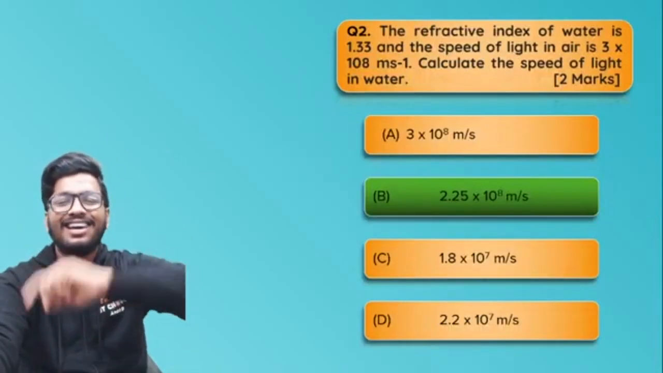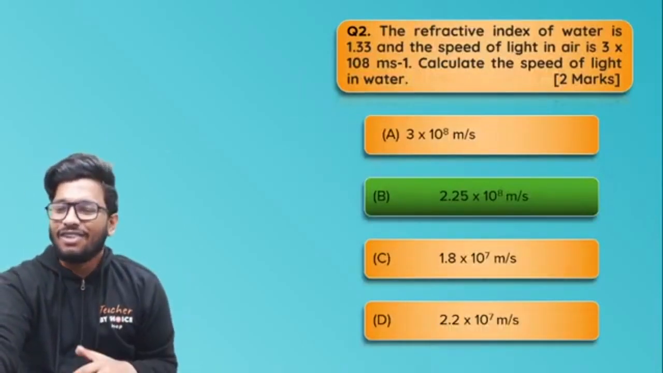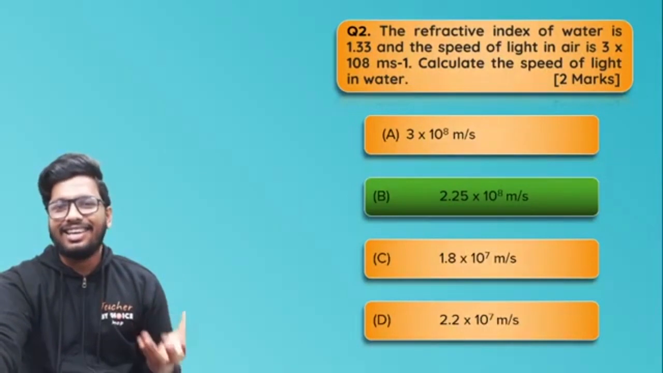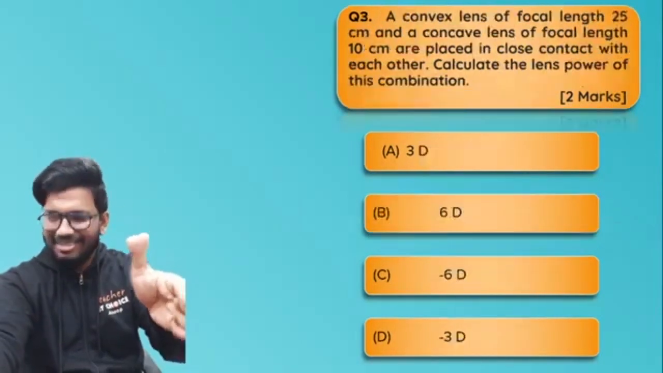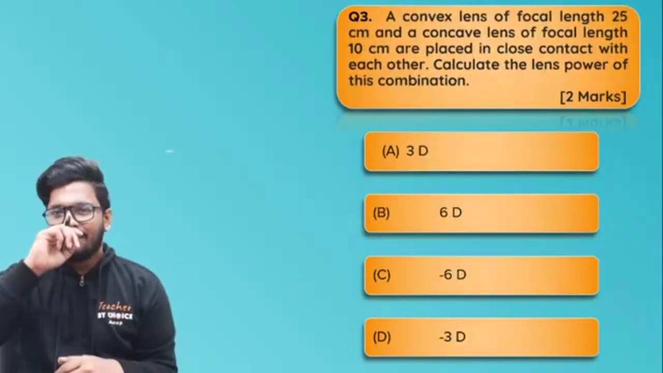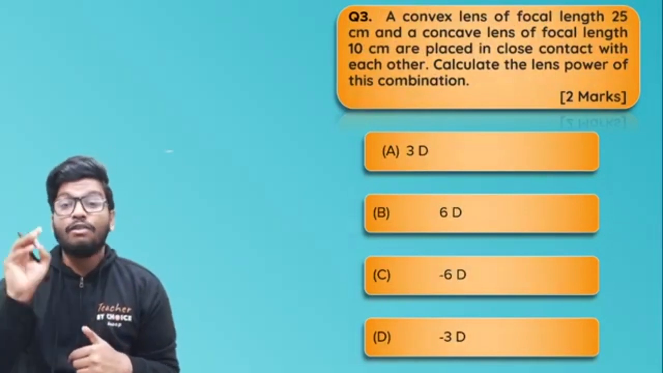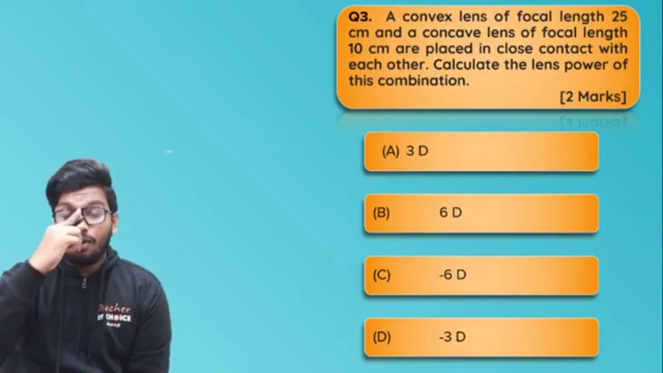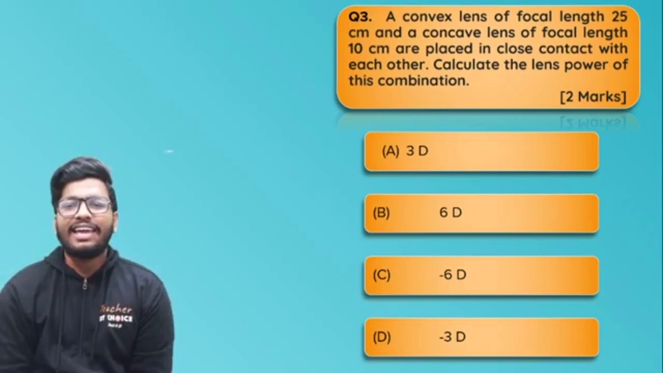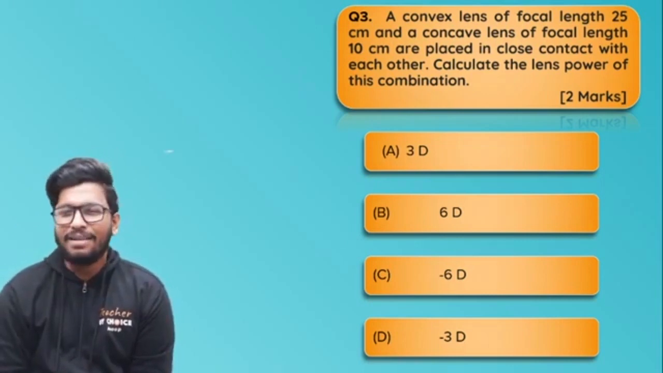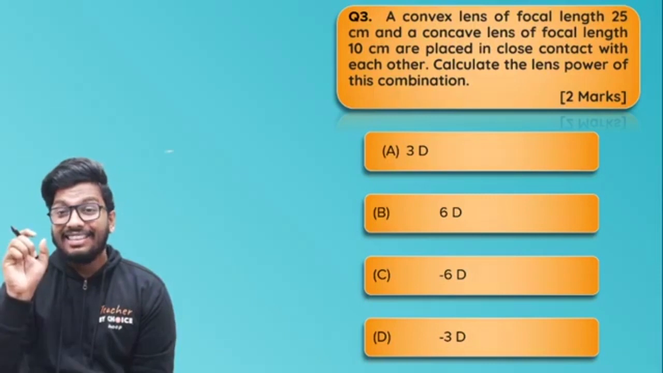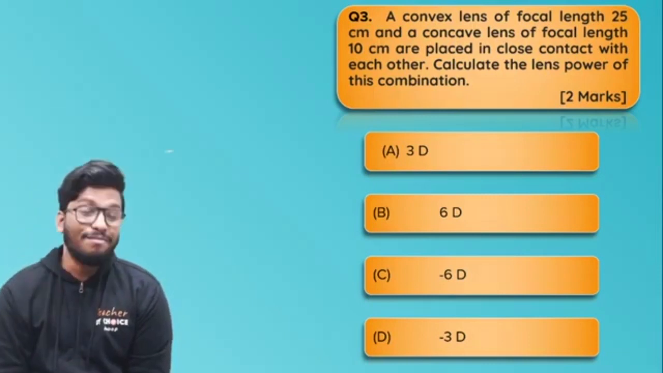That's a 2-mark question. There it is, 2.25 into 10 to the power of 8. Such an easy question. Easy 2-mark. Third question. A focal length, again it's a 2-mark question. A convex lens of focal length 25 centimeter and a concave lens of focal length 10 centimeter placed in close contact with each other. Calculate the lens power of this combination.